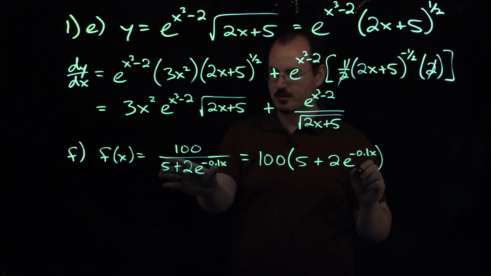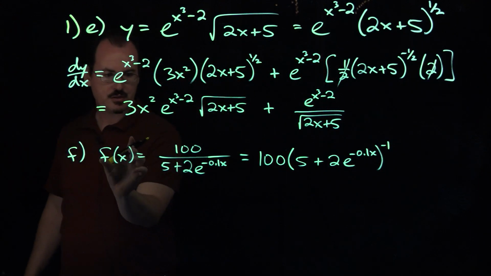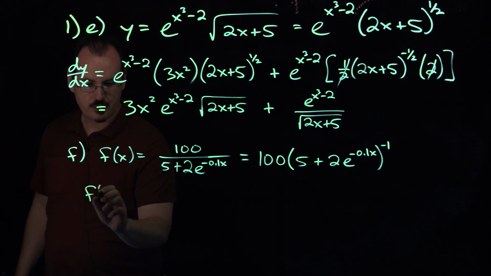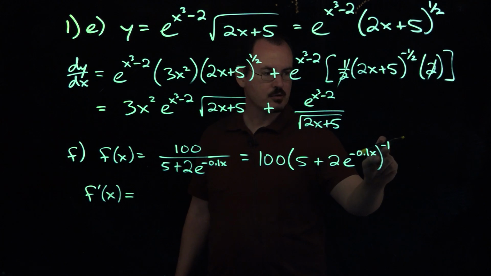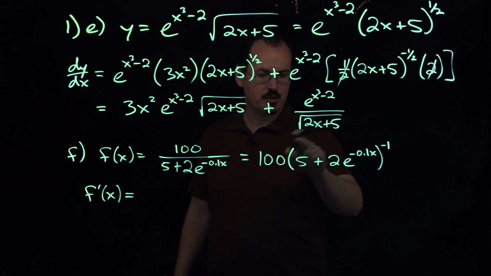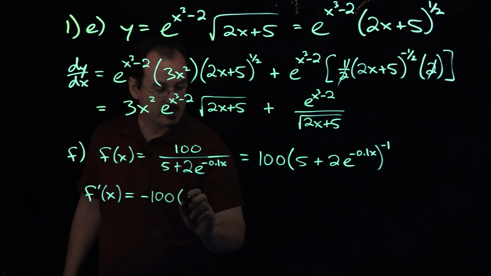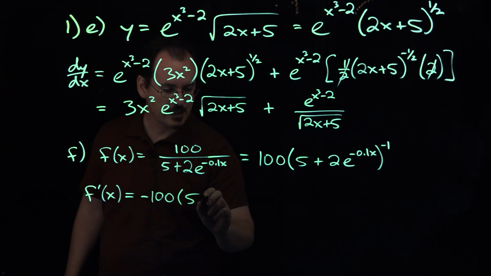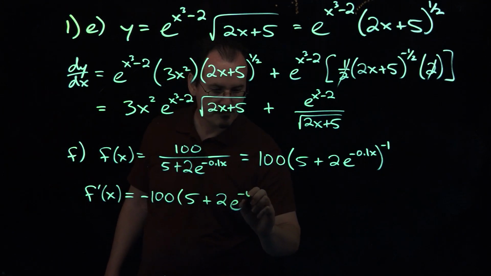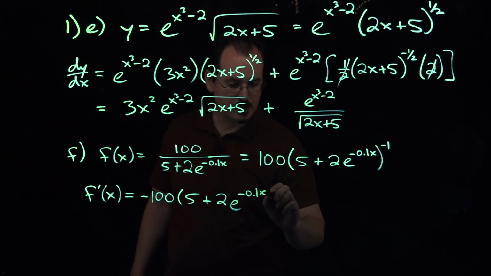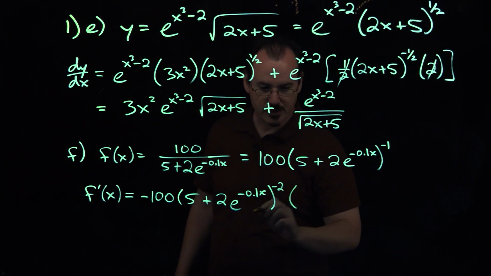And then since I moved this from the denominator to the numerator, that becomes a negative 1 power. Okay, now I'm just calling this thing f of x, so I can use the other notation for derivative, just f prime of x. And then here we're going to use the general power rule. That's a chain rule, so we'll put the negative 1 in front, so minus 100. And then copy the function that's inside. And then lower the power by 1. And then we have to multiply by the derivative of the stuff that's on the inside of the parentheses here.